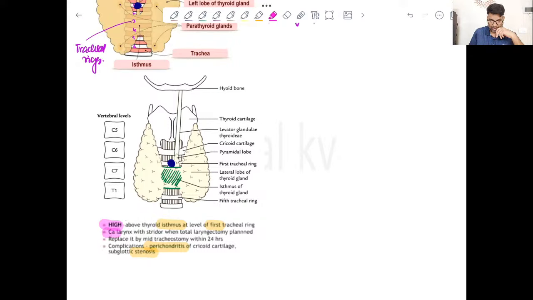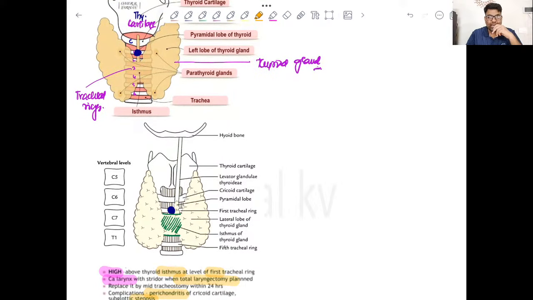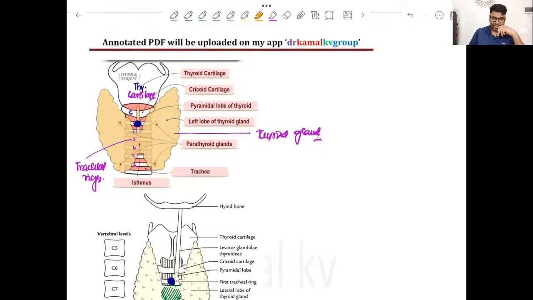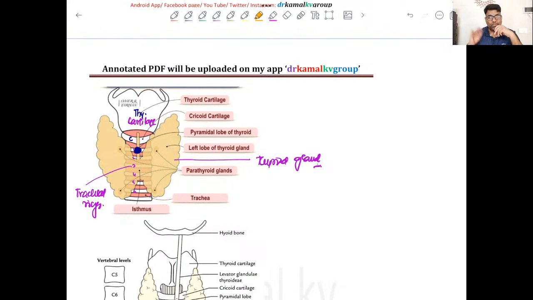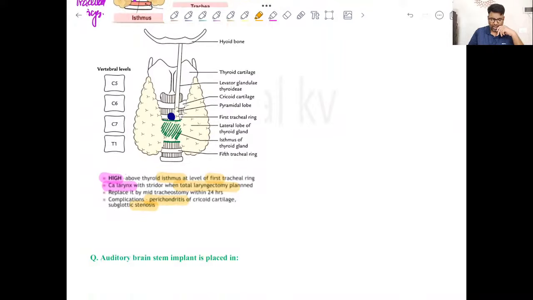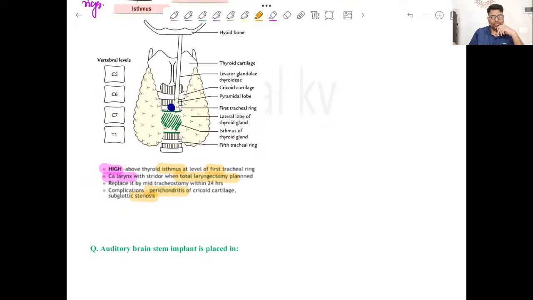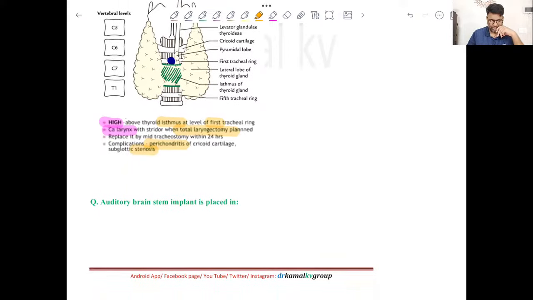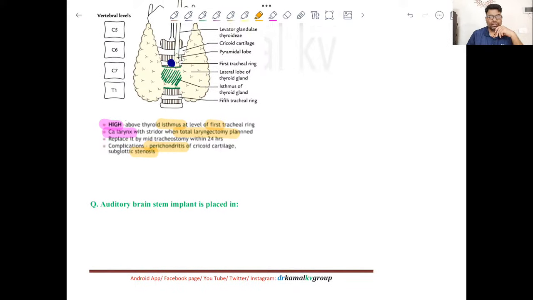So usually it is not preferred, and there is only one indication, that is carcinoma larynx, when we have already decided that we will go for total laryngectomy, right? So this is the concept of high tracheostomy through the first tracheal cartilage just above the isthmus of the thyroid, indicated in carcinoma of larynx, which has been planned already for total laryngectomy. Clear? After that we can go lower downward, and we'll make another tracheostomy, right? So this is high tracheostomy.